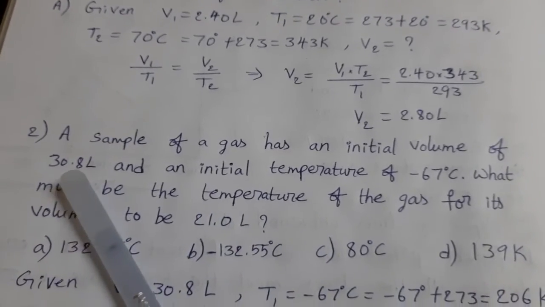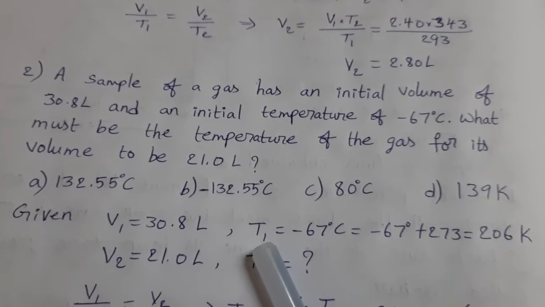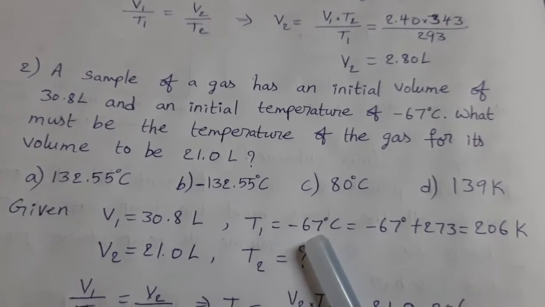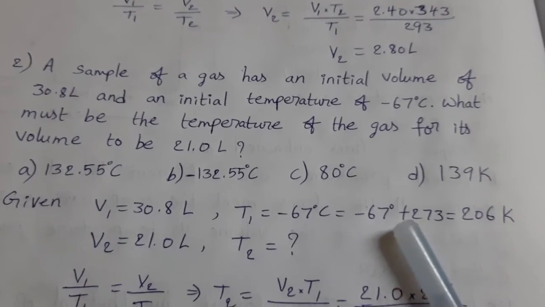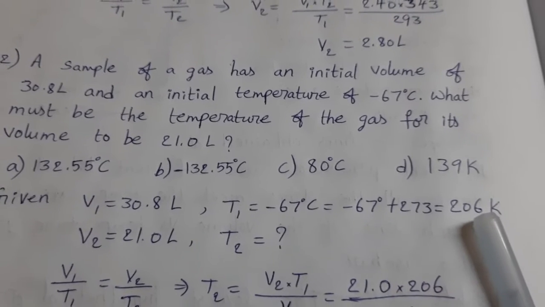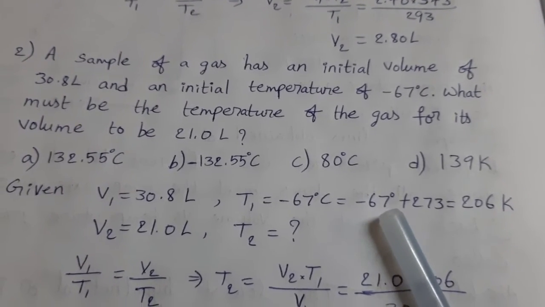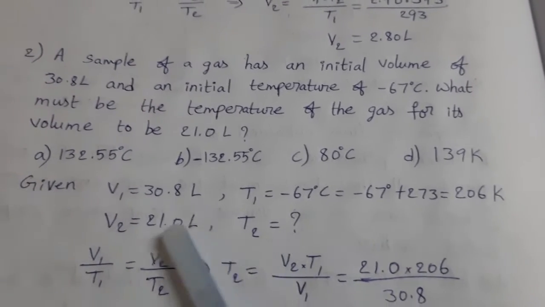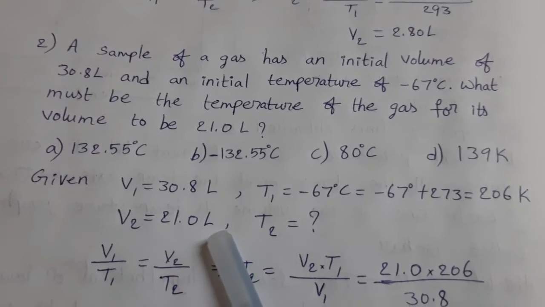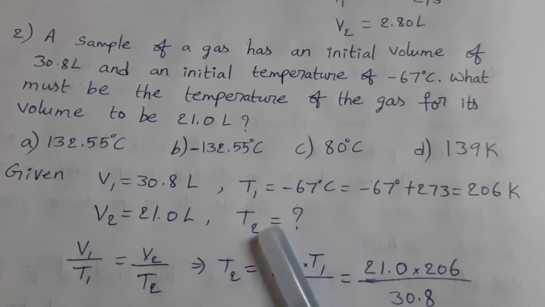Now this is initial volume. So V1 equal to 30.8 liters. Initial temperature T1 equal to minus 67 degrees Celsius. Convert this into Kelvin scale by adding 273. Then we can get 206. That means minus 67 degrees Celsius plus 273. We can get 206 Kelvin. Final volume 21 liters. T2 we should find out.